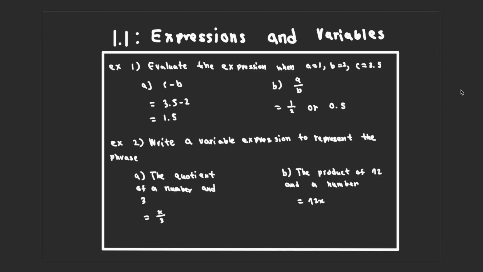The second question asks us to find the product of 72 and a number. Because we know that a product is the result of multiplying two numbers or variables, we know that the question is asking us to multiply 72 and a number. Again, saying that x is the unknown number, we get 72 times x, or 72x for the answer.